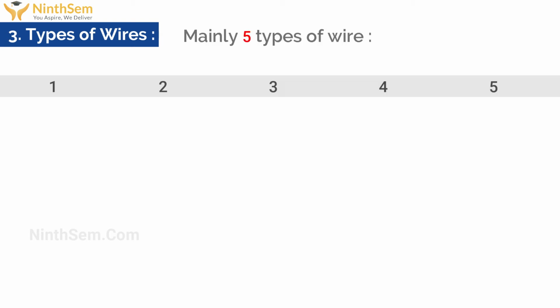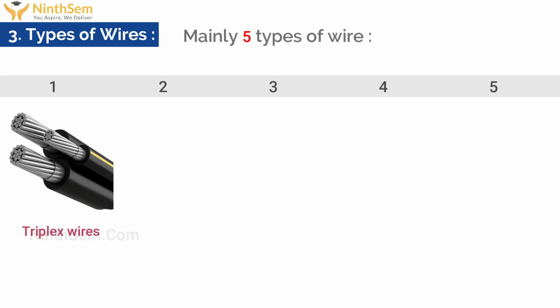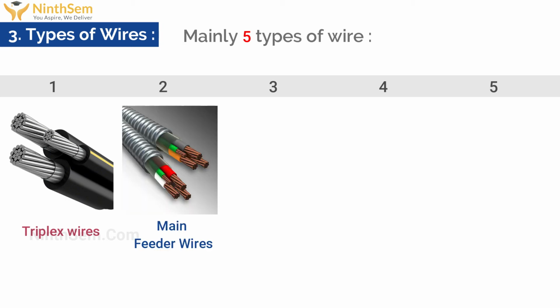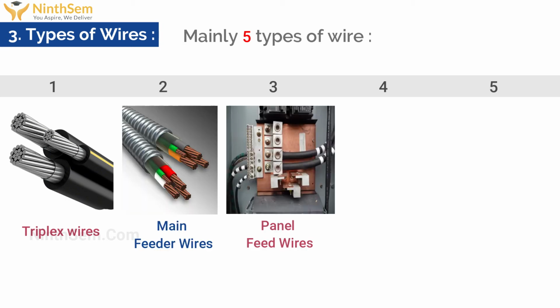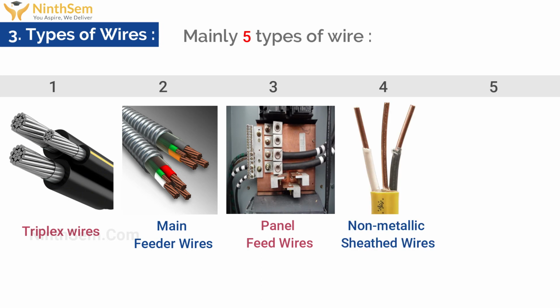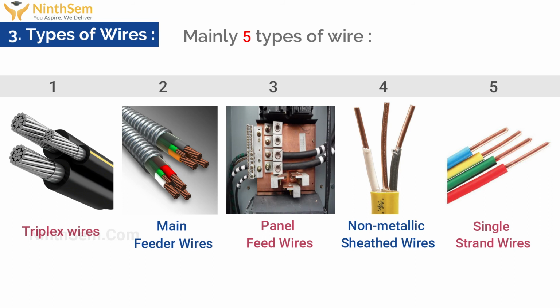So talking about the type of wires, there are mainly 5 types of wire. First is triplex wire, second is main feeder wire, third is panel feed wire, fourth is non-metallic sheathed wire and the fifth is single strand wire.